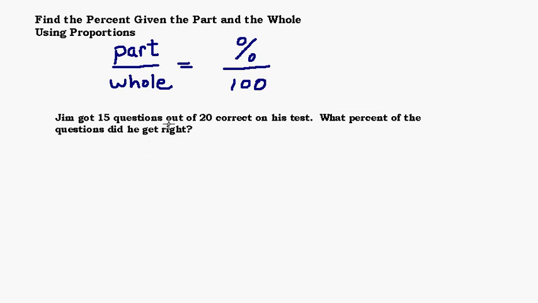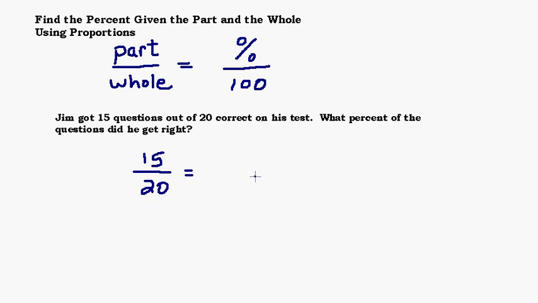Jim got 15 questions out of 20 correct on his test. What percent of the questions did he get right? So as I said, in this video we're always going to be looking for the percent. Alright, so we know the part that he got right is 15 out of 20. So the part in this case is 15, that's how many he got right, out of the whole, which is the entire number of questions on the test, that's 20. And we want to know what percent did he get right.